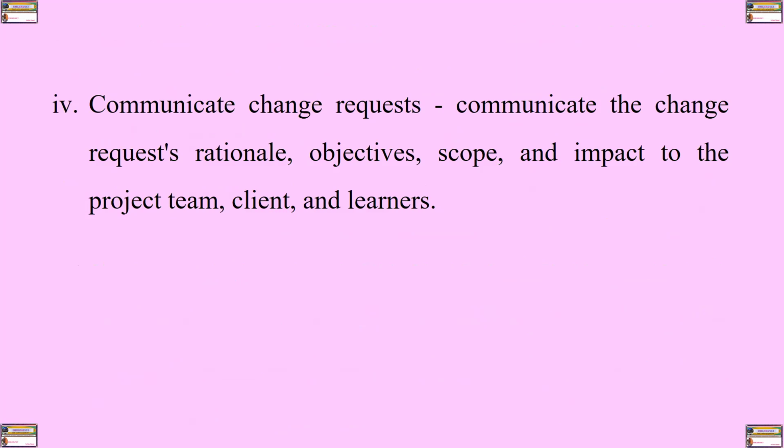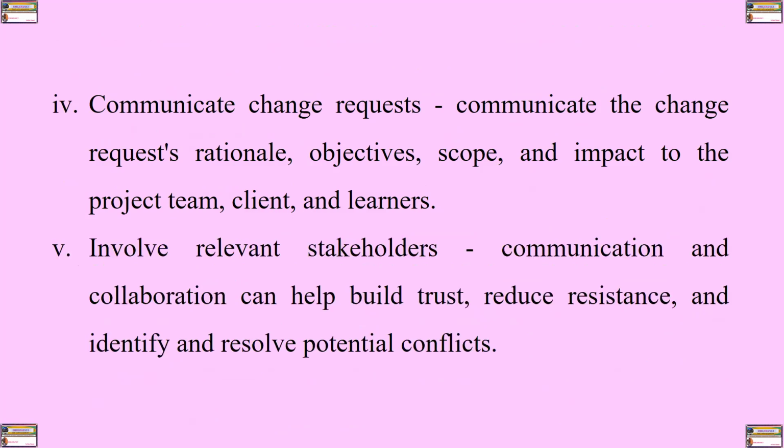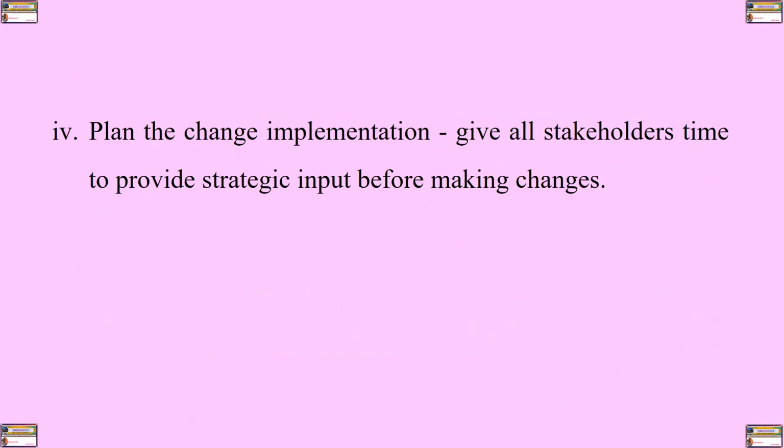Number four is to communicate change requests. Communicate the change request rationale, objectives, scope, and impact to the project team, client, and learners. Number five, involve relevant stakeholders. Communication and collaboration can help build trust, reduce resistance, and identify as well as resolve potential conflicts.